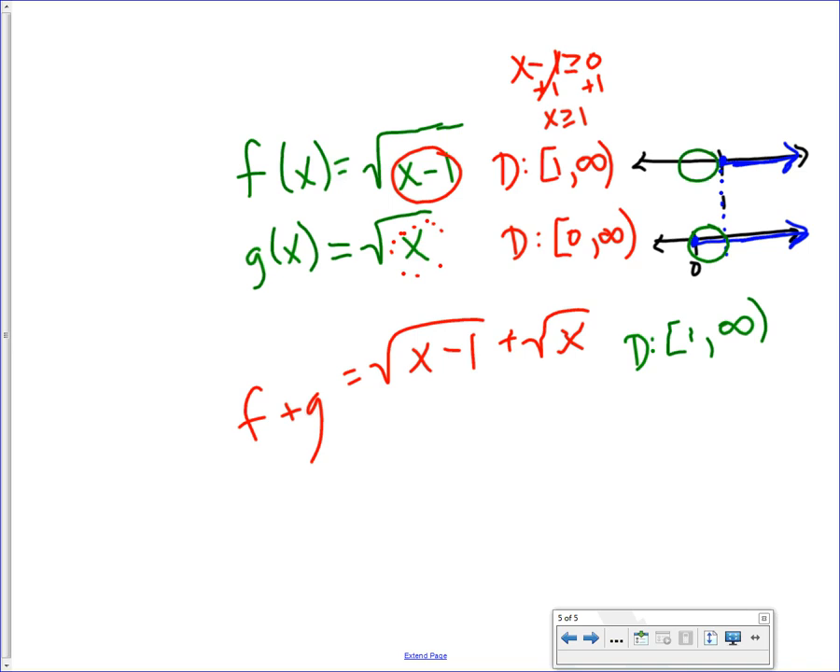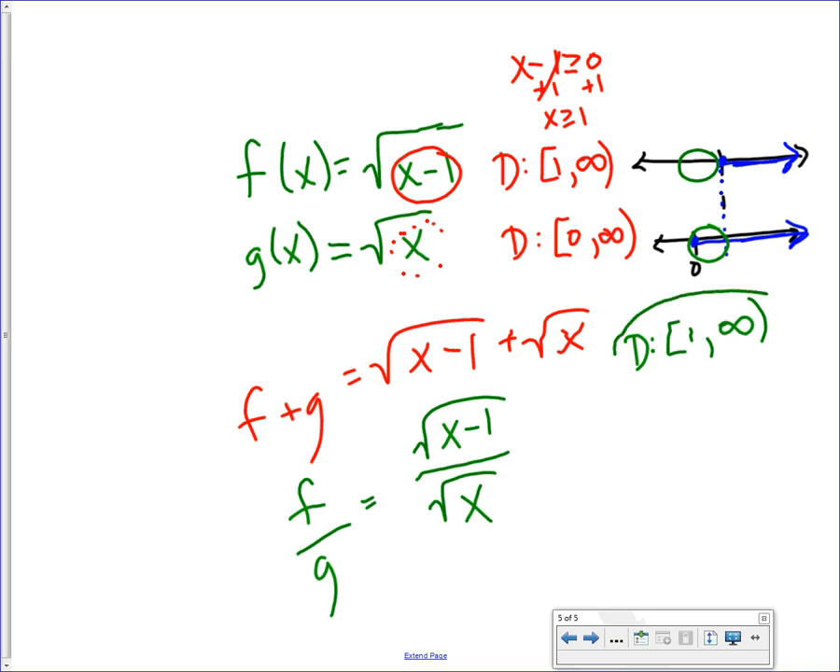All right, so as a challenge problem, let's do the quotient, f divided by g. It's going to be the square root of x minus 1 divided by the square root of x. Can't simplify that anymore. We're not even going to try. But let's talk about the domain. The domain, again, is where they overlap. And like we've just seen, this is where they overlap. That's the intersection of the two domains.